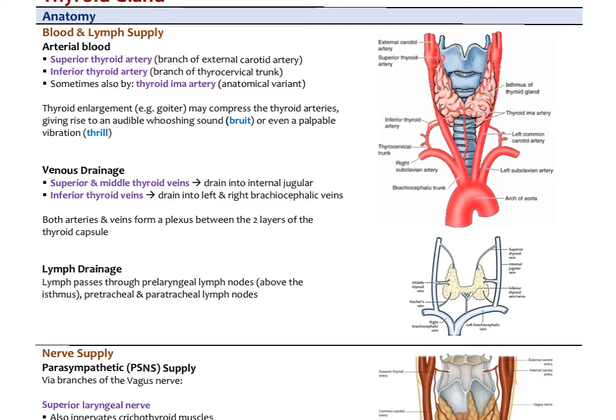And then there is lymphatic drainage, and that's going to pass to the prelaryngeal lymph nodes. That's just located above the isthmus of the thyroid, and then into the pretracheal and the paratracheal lymph nodes. So with any sort of advanced thyroid cancers, they're going to spread through the lymphatic system. We'll talk about the different types later. Some of them spread more to the blood, others spread to the lymphatics. But that would be important for palpation, to see if there are any large nodes around the thyroid.